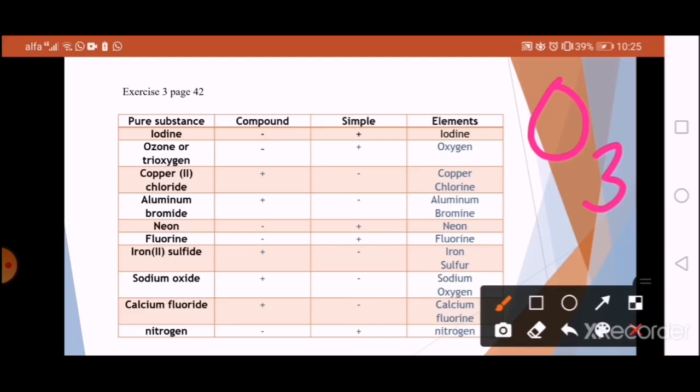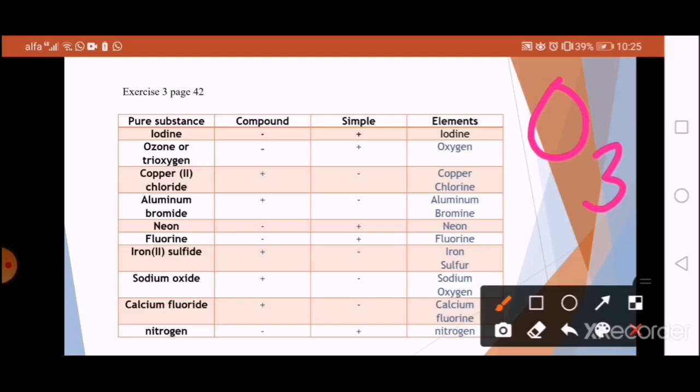Neon, it is only one element, so it is a simple pure substance. Fluorine, also it is only one element, so it is a simple pure substance and its constituting element is fluorine. Iron sulfide. From its name we know that it consists of two types of elements. That means it is a compound pure substance. The elements constituting iron sulfide are iron and sulfur. The element of sulfide is sulfur, not sulfine.